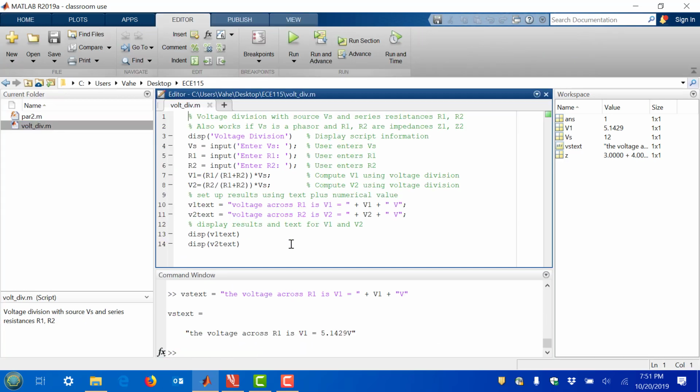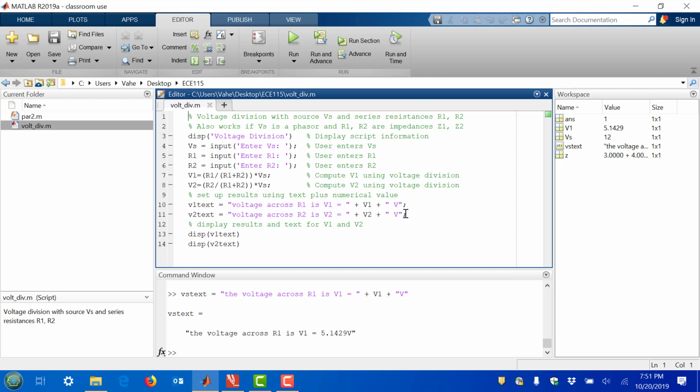If you click on that, you get what we call a script. Anything to the right of the percent sign is a comment. It is not read in, it is not computed. Anything that you see in green is a comment. What this does is display voltage division. When you run this script, it'll say voltage division, and ask you for Vs, R1, and R2, and it'll calculate the two voltage division expressions, V1 and V2.